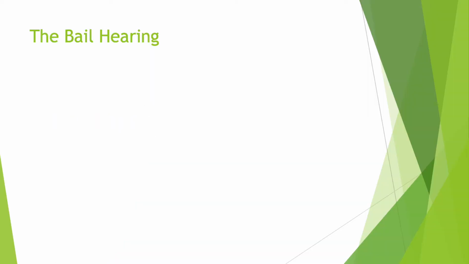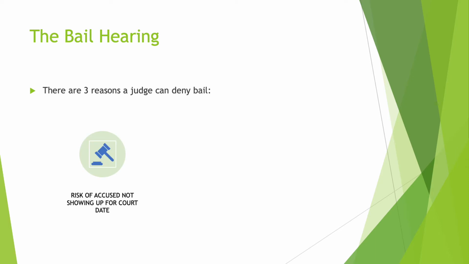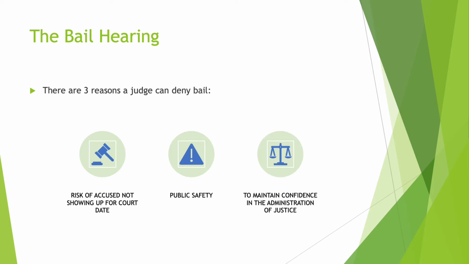The decision is made by a judge at a bail hearing, and there are 3 reasons that a judge can deny bail. First, if it is necessary to ensure that the accused will show up to their future court dates. Second, if it is necessary for the protection of the public at large. And the last ground is if it is necessary to maintain confidence in the administration of justice.